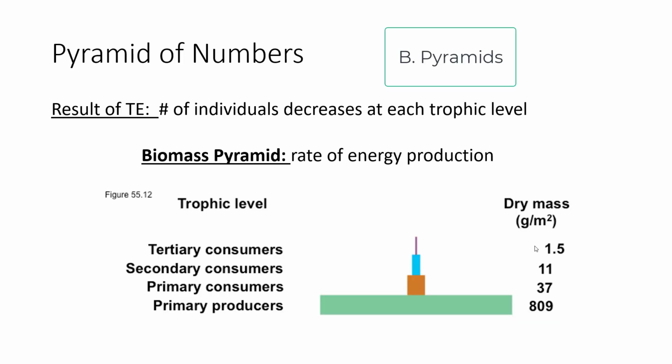So the number of individuals will decrease at each trophic level, leading to what's called a biomass pyramid. That's the rate of energy production kind of going down every time. You can see how primary producers, i.e. those that eat sunlight, are going to have about 809 grams per meter squared of dry mass in this ecosystem. Primary consumers, only 37 grams per meter squared. Secondary, 11 grams per meter squared. And tertiary, 1.5 grams per meter squared. There's very few tertiary consumers in this food pyramid here.